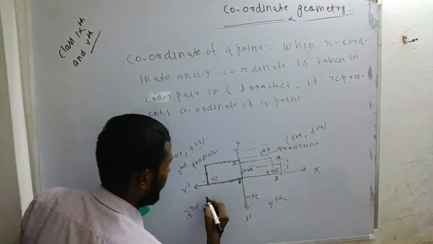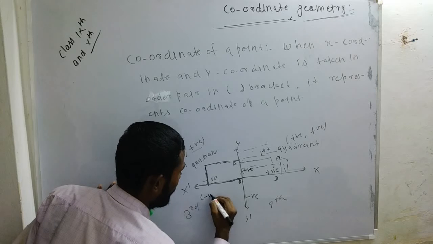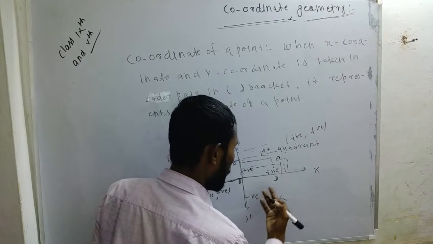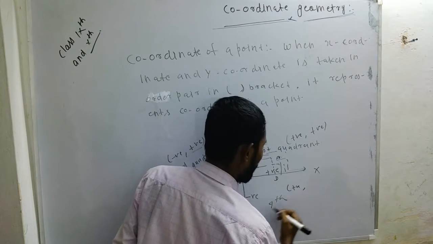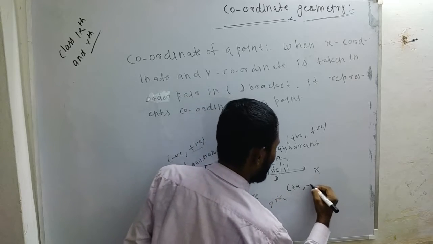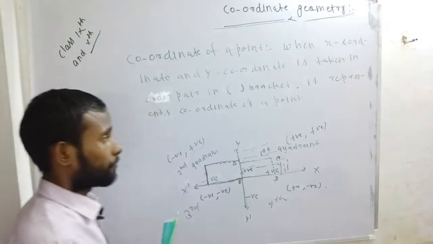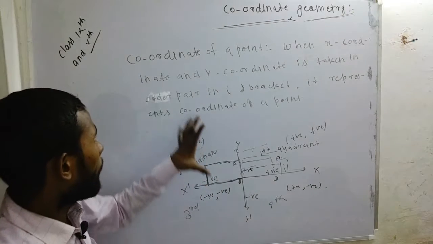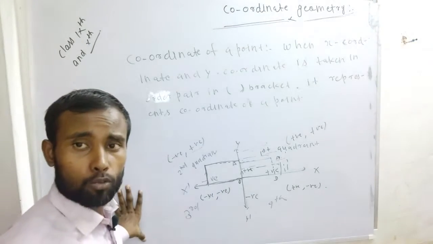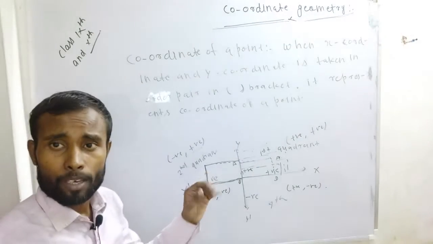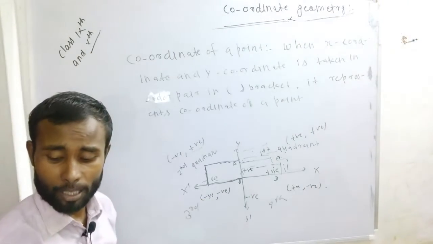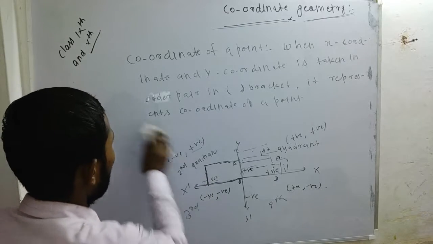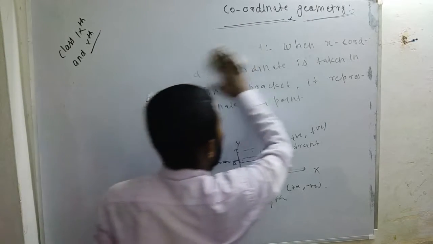In a similar way, in the third quadrant we take a negative x coordinate and a negative y coordinate. In the same way, in the fourth quadrant we take a positive x coordinate and a negative y coordinate. Now I think the concept of some basic terms is so clear that we can understand another concept of this chapter, which is called the distance formula.